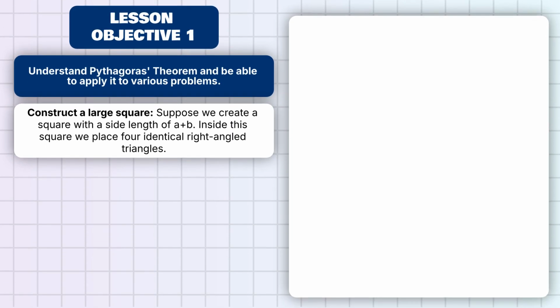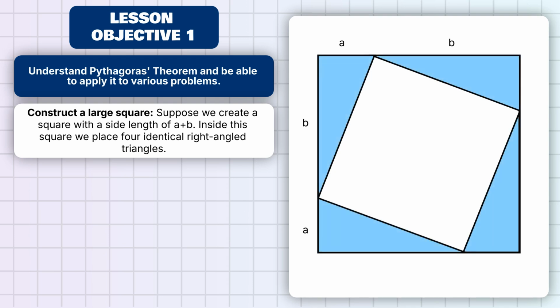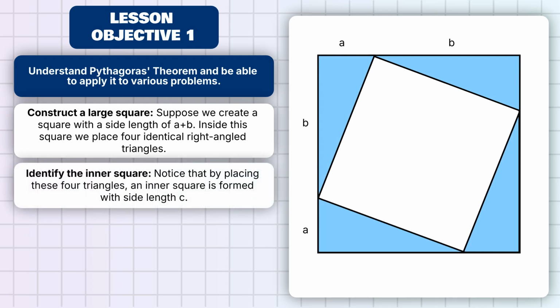Let's have a look at a visual proof of Pythagoras' theorem. Suppose we create a square with a side length of a plus b. Inside this square, we place four identical right-angled triangles with base b and height a. Notice that by placing these four triangles, an inner square is formed with side length c.